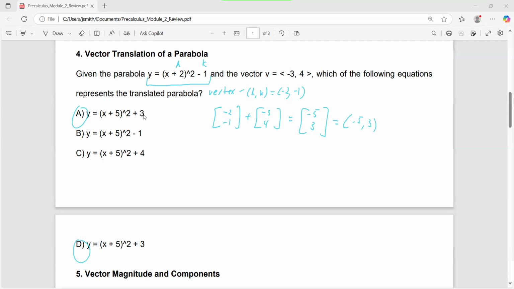The new vertex. A parabola is written as y equals (x minus h) squared plus k. That's its parent function. When I found the original vertex and then added the new vector to it, what I got was the new vertex, which is still my h and k. So I replugged that back into this parent function to get these two answers. It's supposed to be just one, but those two.